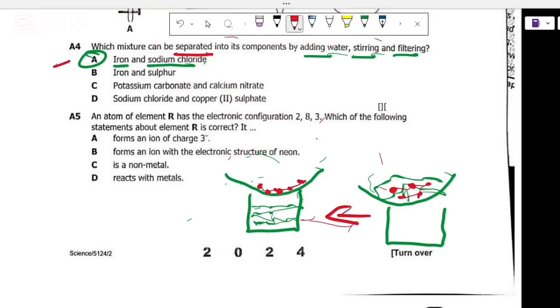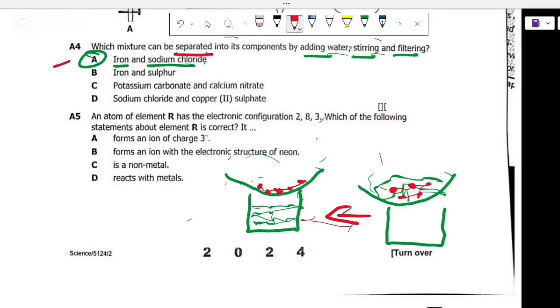But keep in mind, the fact that iron cannot dissolve in water shows that it is the insoluble particle of that mixture. Sodium chloride, which is table salt, can dissolve in water. When you pour that entire solution on the filter paper, only that solution is going to pass through, and then you're going to remain with the particles of iron. Hence, you've separated the two.